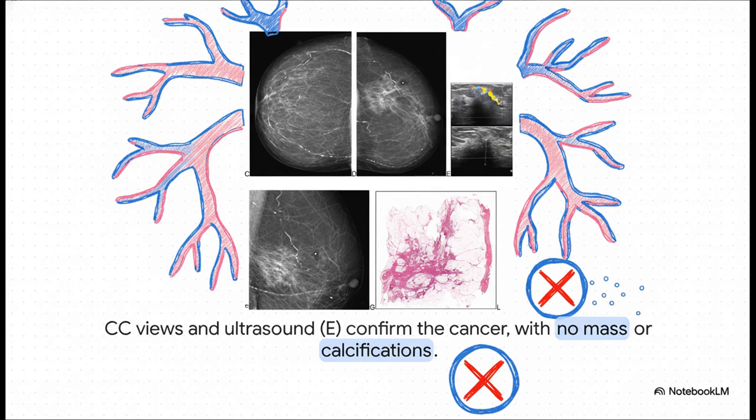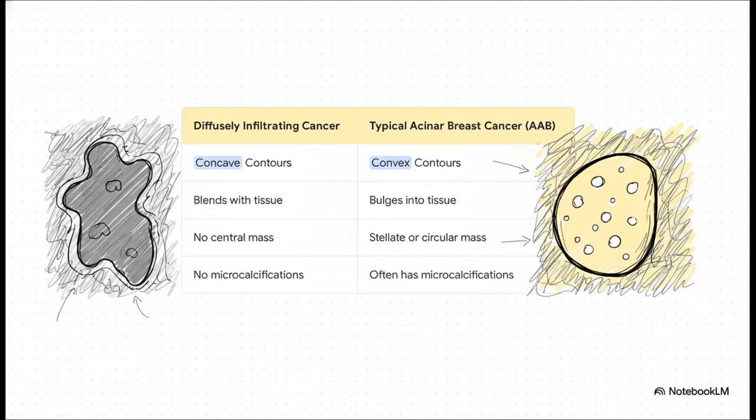Sticking with the same case, the craniocaudal, or CC, views just confirm what we saw in the MLOs. Now, take a look at image E. That's the handheld ultrasound. It gives us an even clearer picture of just how extensive this malignancy is. And again, notice what's missing. There's no central mass, and there are no associated microcalcifications, two of the most common signs we hunt for in other breast cancers.